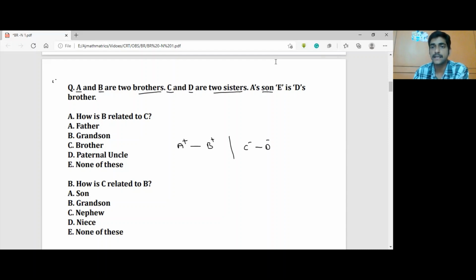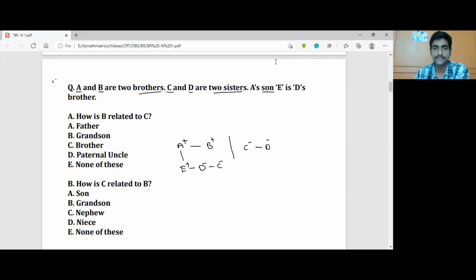Next, A's son E. So E is the son of A, which means E is male. E is D's brother, it says. If E is D's brother, from the first line we can say that C is the sister of E. So this is how we need to get the diagram from the data. So everything is clear: A and B are brothers, C and D are sisters, and A's son E is D's brother. So this is the actual diagram we are getting.